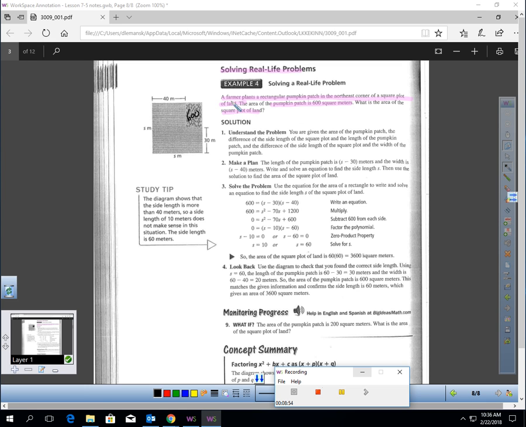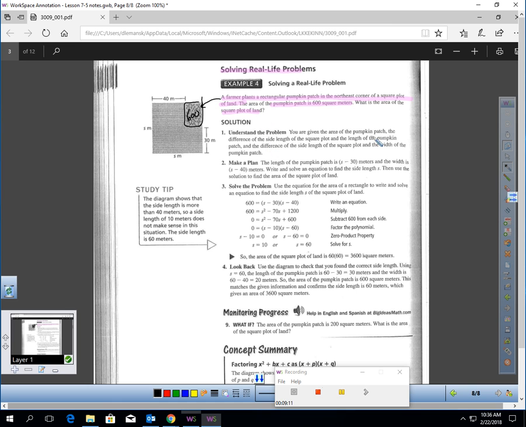So in this question, a farmer plants a rectangular pumpkin patch in the northeast corner of a square plot of land, and you can see that here. There's the pumpkin patch. The area of the patch is 600 square meters. What is the area of the square plot of land? So we're going to have to write an equation and solve this.